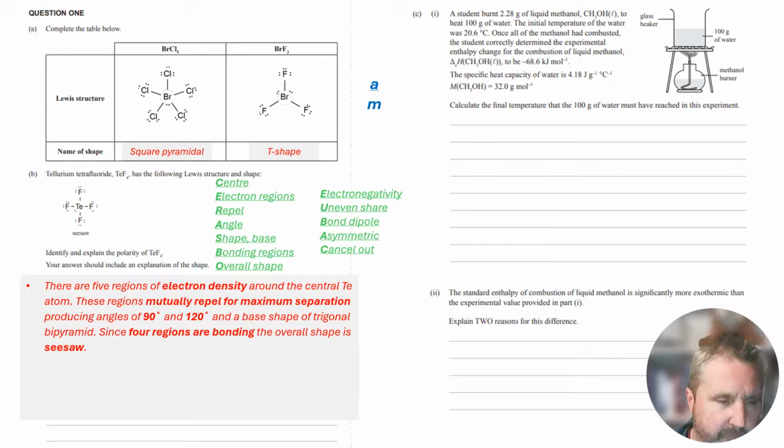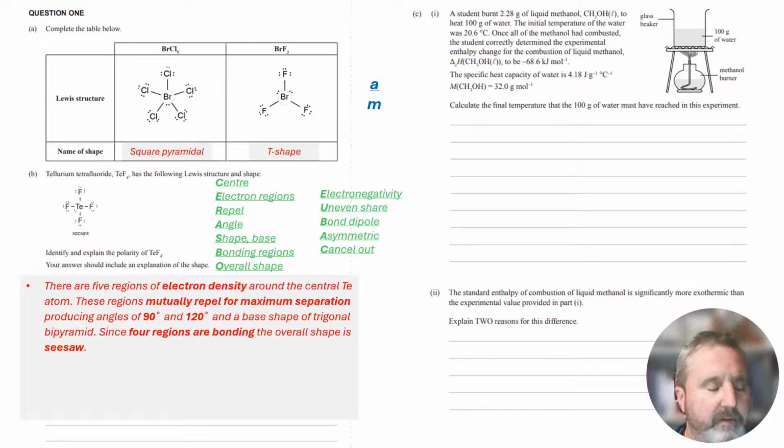Now, because there are 5 electron density regions here, the angles that we produce are both 90 degrees up and down and 120 degrees around the middle. This is the base shape of trigonal bipyramid. But since there are 4 bonding regions, the overall shape is seesaw. So I've now included all of these points, and I'm quite happy that I've explained this.